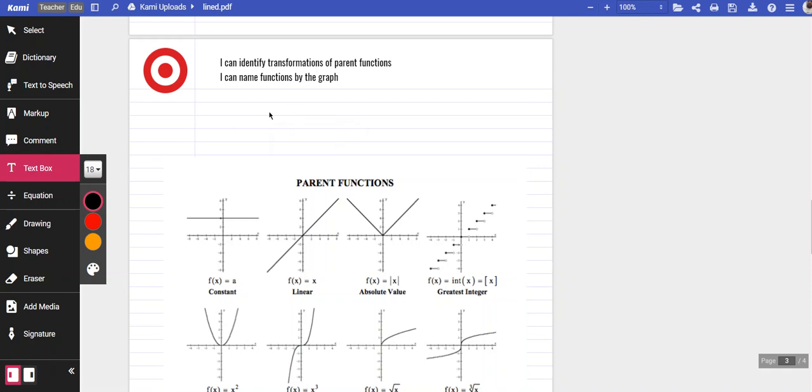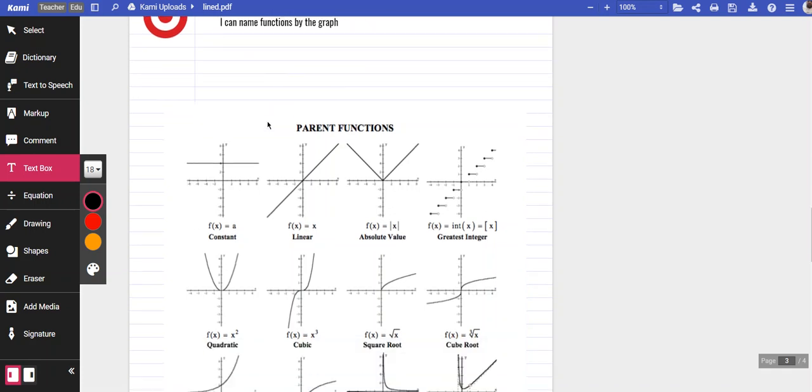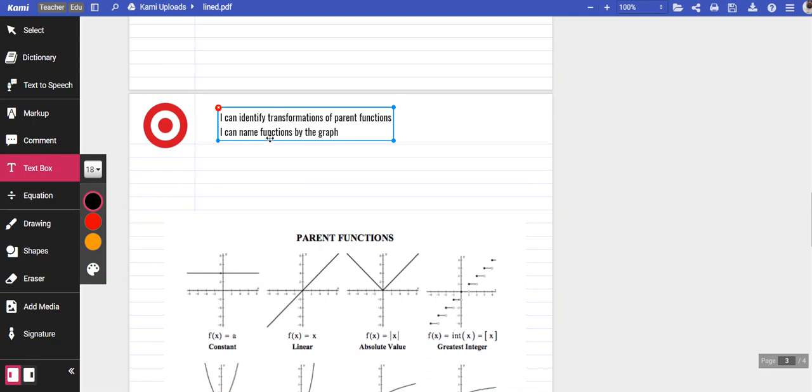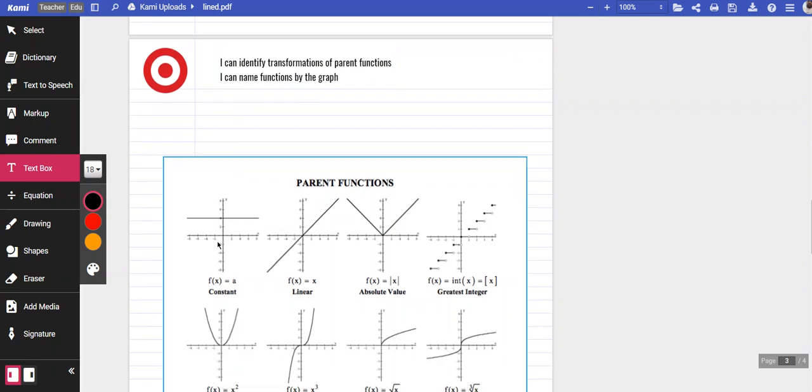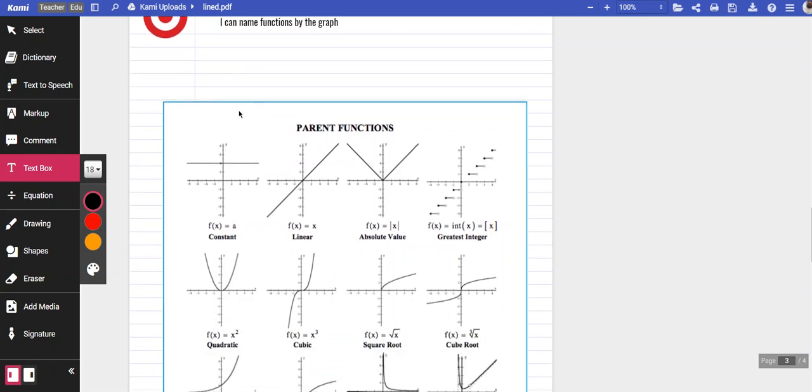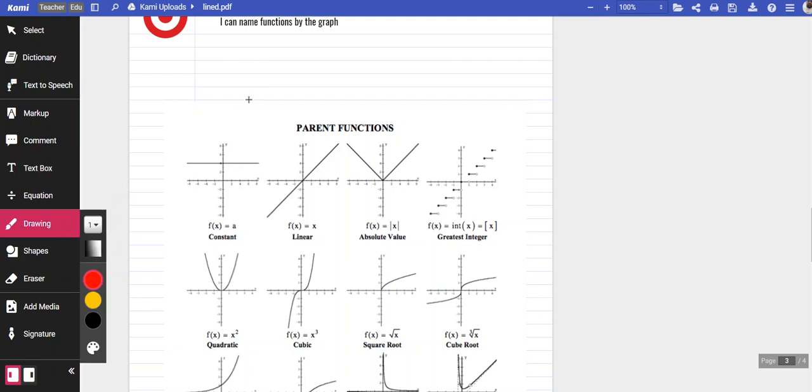I want to talk about something that's super important. It's called parent functions. And I'm just going to go kind of quick and fast through this. Our learning target is: I can identify transformations of parent functions and I can name functions by the graph. There's a lot. These first two right here, you probably have seen them.